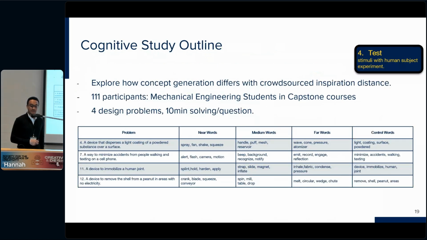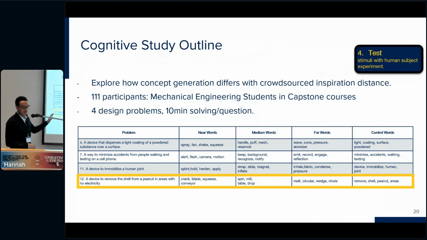Okay, and so for testing this, we had 4 problems of that original 12 that we selected. We had 111 mechanical engineering students that were in our capstone. So this is like the final year of the undergraduate curriculum design course. And we asked them and randomly distributed which condition they were in.